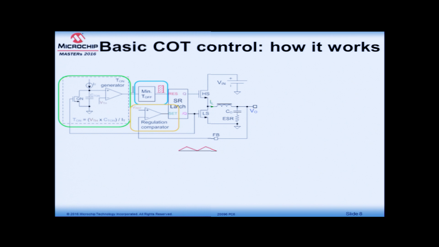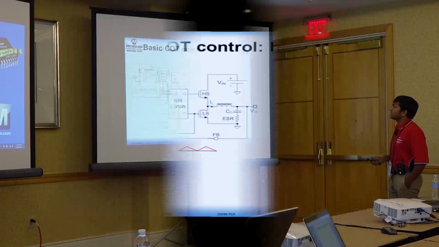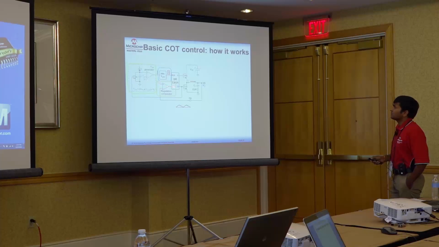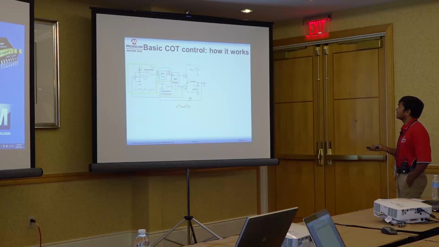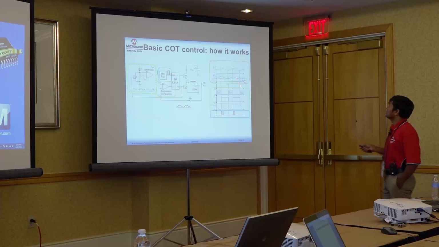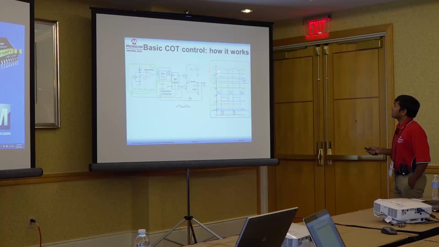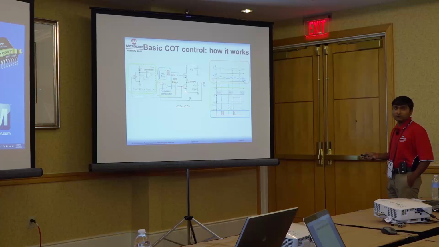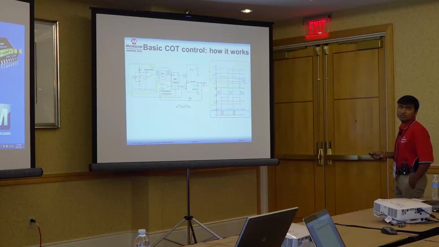So, the output voltage is sensed and compared with the reference voltage. Let me bring the waveforms. Here we are getting the ripple, which is required for the constant on time, from the ESR of the output capacitor. The peak to peak ripple current of the inductor flows through the ESR and produces the ripple, and that ripple is used for the control.